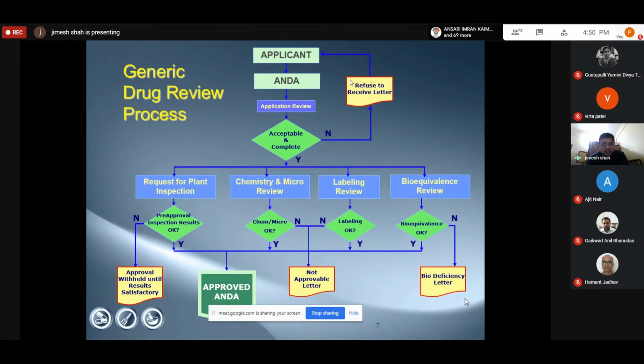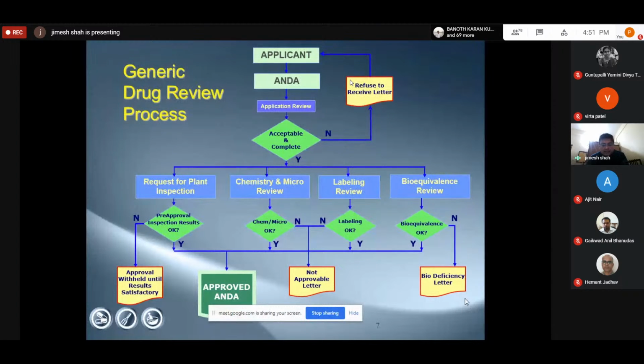If it is acceptable and complete, then it goes to the four parts. The first part is the request for plant inspection, that is the GMP part, if required. Second is the chemistry and micro review. Third is the labeling part and fourth is the bioequivalence review. So after acceptance, there are four categories that the FDA will review separately: pre-approval inspection, chemistry and micro, labeling, and bioequivalence. Once all the approvals come, they give the approval of the ANDA.